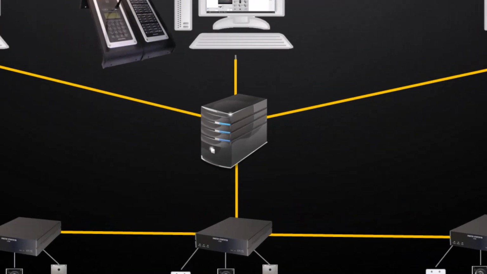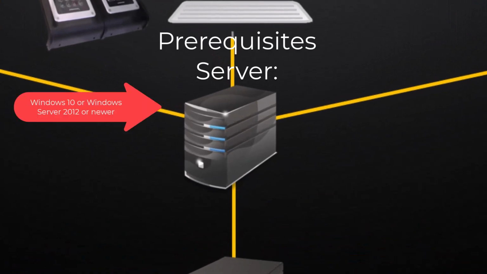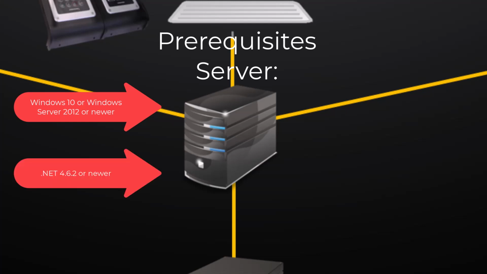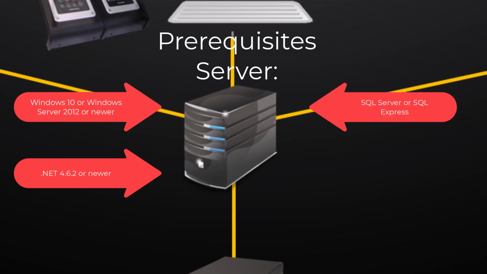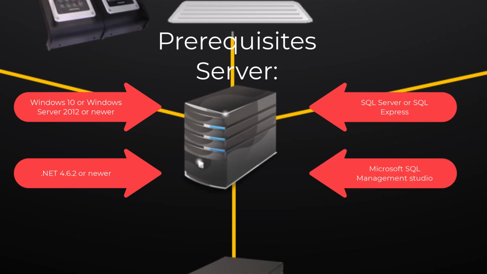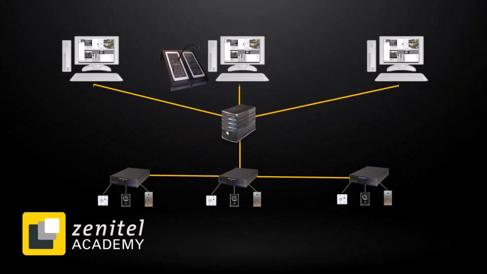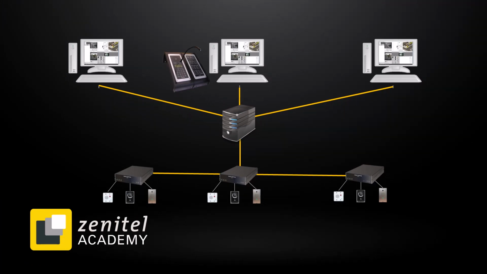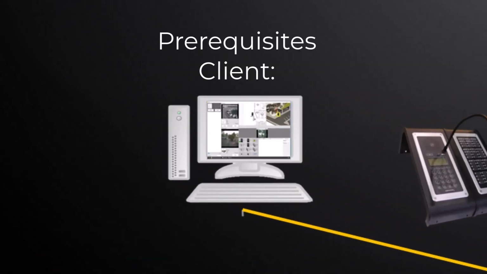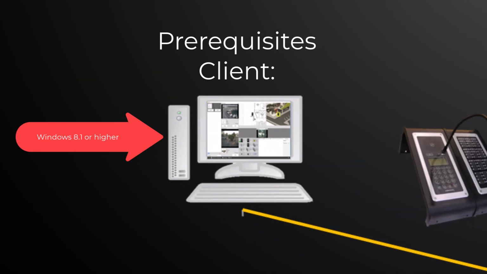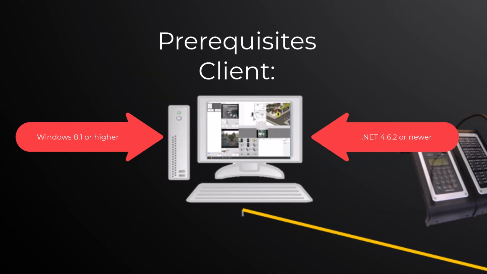The VS operator server must run on a Windows 10 PC, or a machine running Windows Server 2012 or newer. It must have .NET 4.6.2 or newer installed. It also requires SQL Server, or SQL Express. And we need the latest version of Microsoft SQL Management Studio. With the exception of the OS, all required software is free and can be safely downloaded from Microsoft. The clients must have Windows 8.1 or newer, and also here we need .NET 4.6.2 or newer.